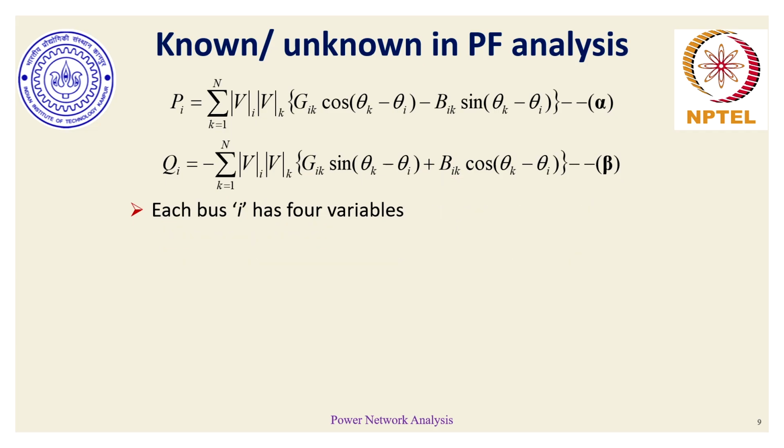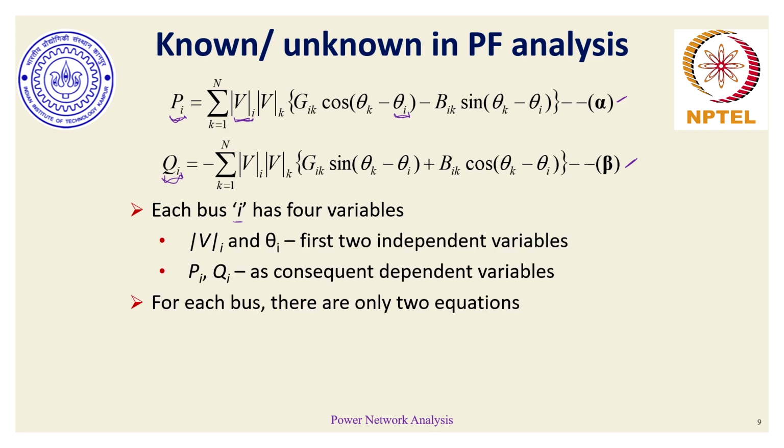So if we were to look at every such bus, let's say bus i, then each bus has only two equations, alpha and beta, and each bus also has only four variables. What are those variables? Those four variables are the bus voltage itself, the bus angle itself, and the corresponding injections, which have to be equated with respect to the respective line flows. So there is a dilemma in this situation: Vi and theta i are the first two independent variables, and Pi and Qi are the consequent dependent variables, which should be equated with the corresponding real power flows.